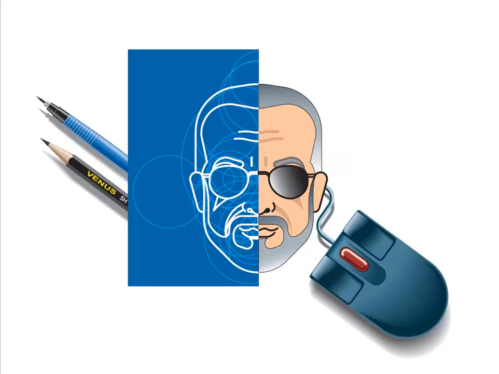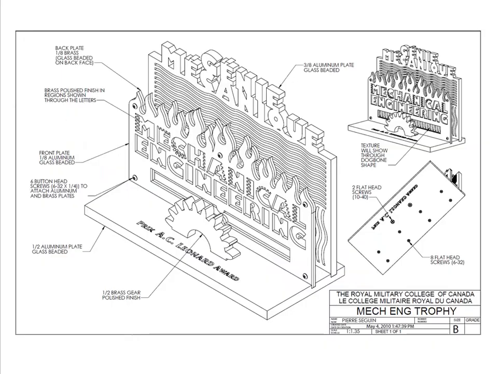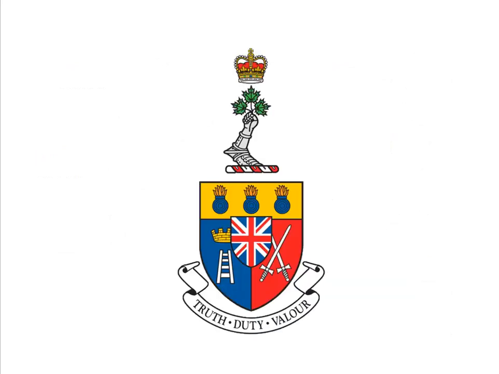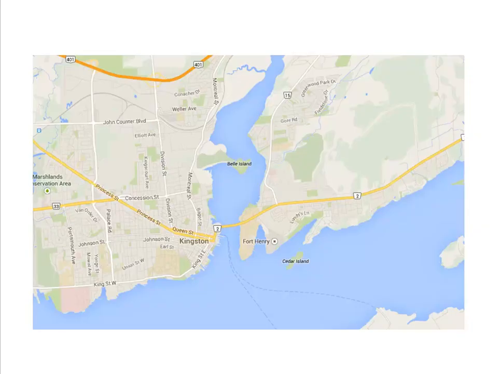My name is Pierre Séguin. I started my career as a graphic artist and illustrator. Later, after moving to Kingston, I became a technical draftsman. I'm working in the mechanical engineering department of the Royal Military College of Canada, located in Kingston, Ontario.